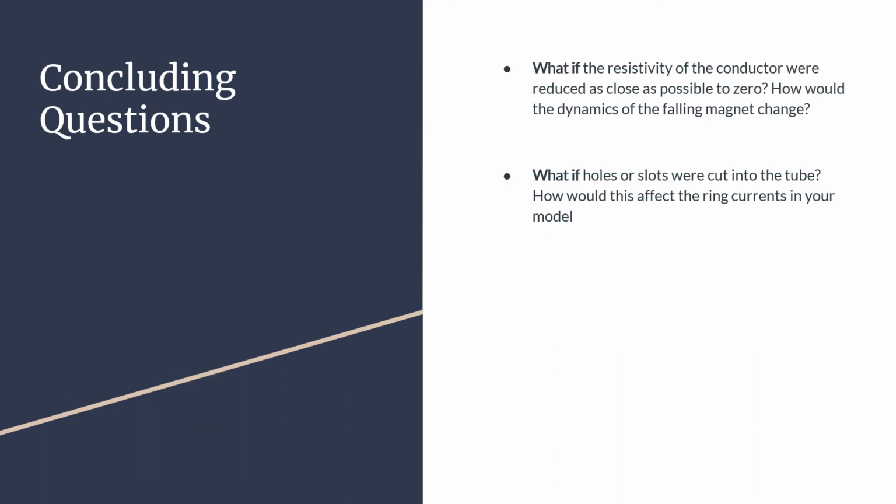Now to answer some concluding questions. First, what if the resistivity of the conductor were reduced as close to zero as possible? How would the dynamics of the falling magnet change? Well, given that V equals IR, if R goes to zero, then I must be greater. And if I is greater, then the force on the magnet upwards is going to be greater. Next, what if holes or slots were cut into the tube? How would this affect the ring's currents in your model? Well, if there were holes or slits cut into the tube, then the current couldn't make its way all the way around the tube.